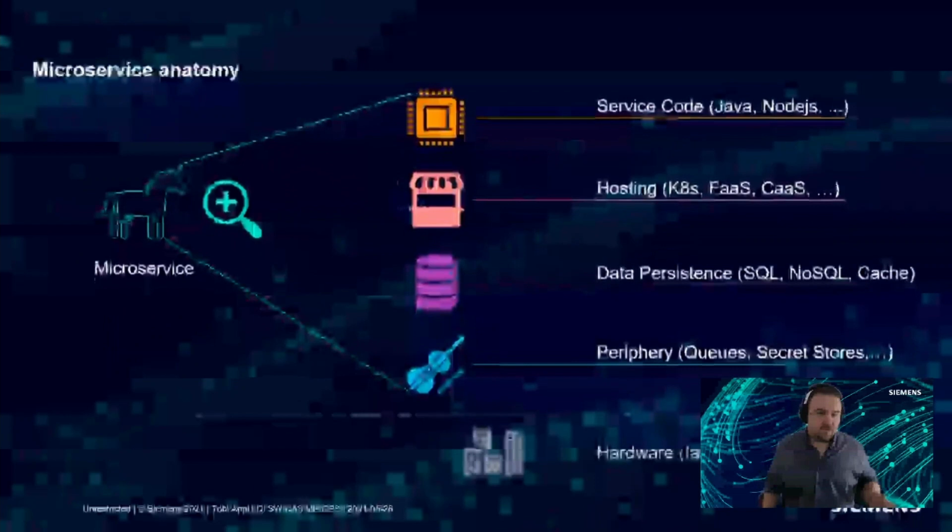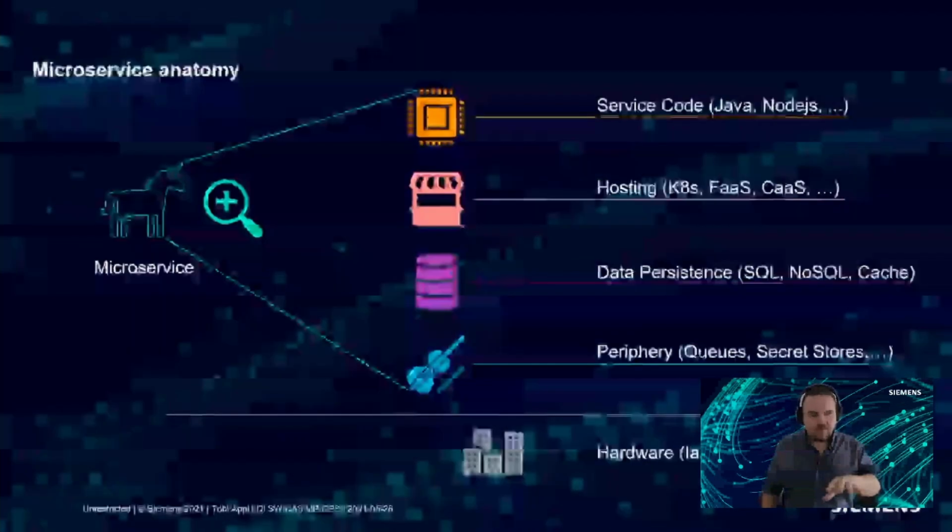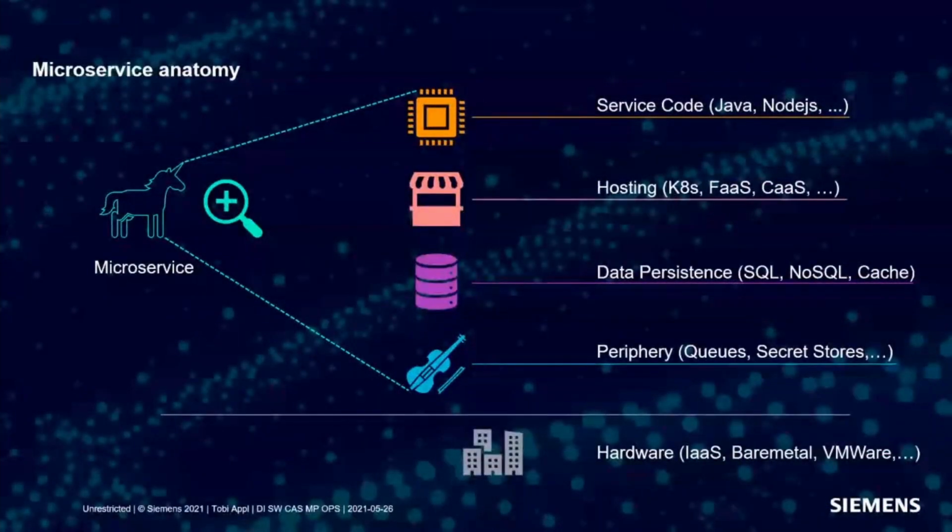And of course, there is also a layer underneath that we will talk about, but we will not look very closely into today. And that's the real hardware. So where are actually the real machines that are providing the compute power and the storage for whatever we are doing. And there are different flavors. We have infrastructure as a service from AWS, Azure, Alibaba, for example. There is bare metal, which is data centers, servers. Of course, there can be virtualization layers, for example, on VMware, and so on and so forth.